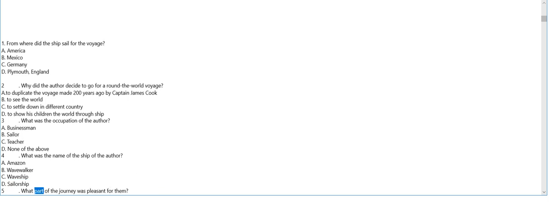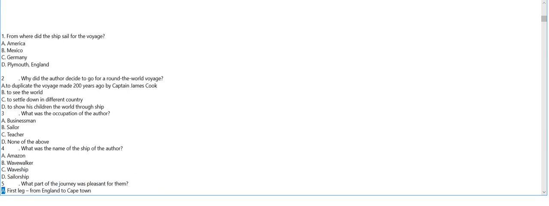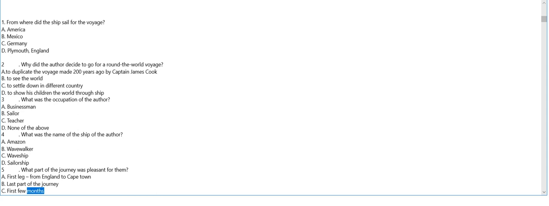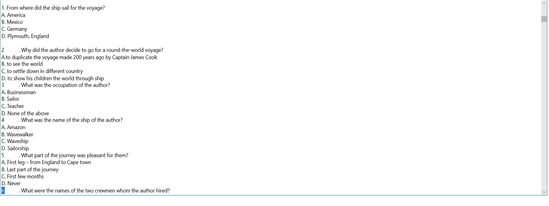5. What part of the journey was pleasant for them? A. First leg, from England to Cape Town. B. Last part of the journey. C. First few months. D. Never. 6. What were the names of the 2 crewmen whom the author hired?